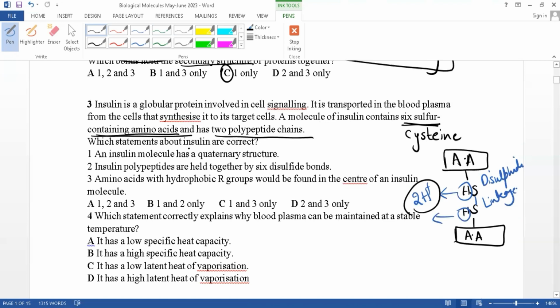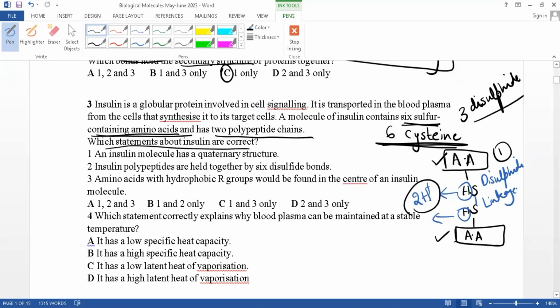Which statements about insulin are correct? 6 sulfur containing amino acids means there will be 6 cysteine. If this is one cysteine, this is the other, one disulfide linkage is being formed. So if there are 6 cysteines, 3 disulfide linkages would be there, because between 2 cysteines there would be one disulfide linkage. So between 6 cysteines, 3 disulfide linkages will be formed.